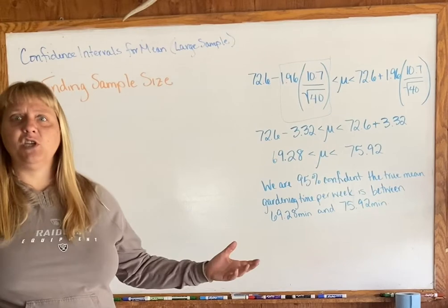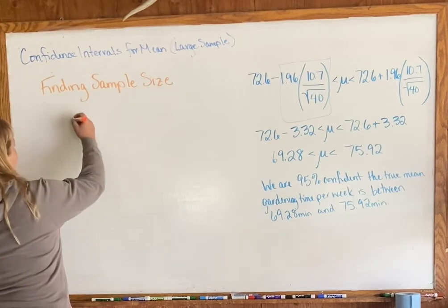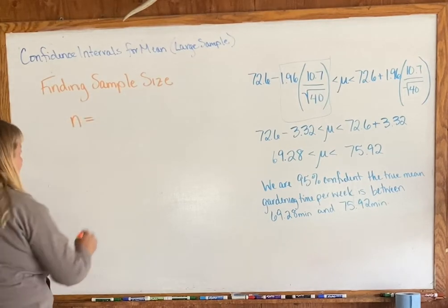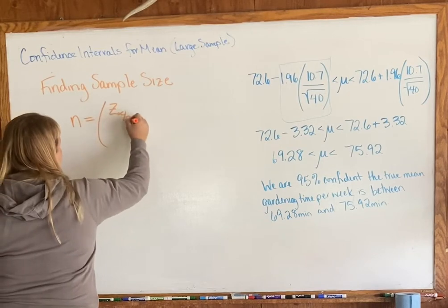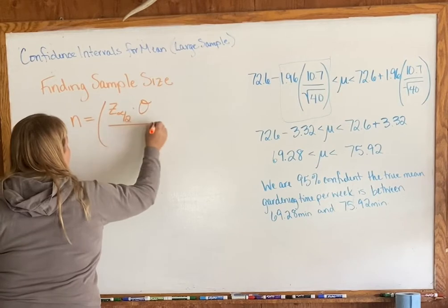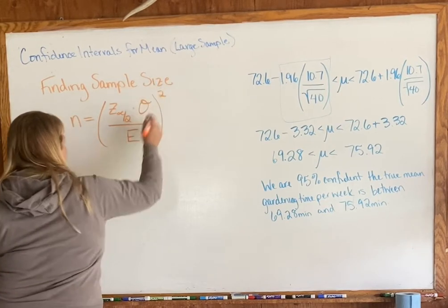Well, here's what you do. When you're setting up a problem and it asks you to find the sample size, the formula you look at looks like this: n equals z sub alpha over 2 times sigma over E, squared.